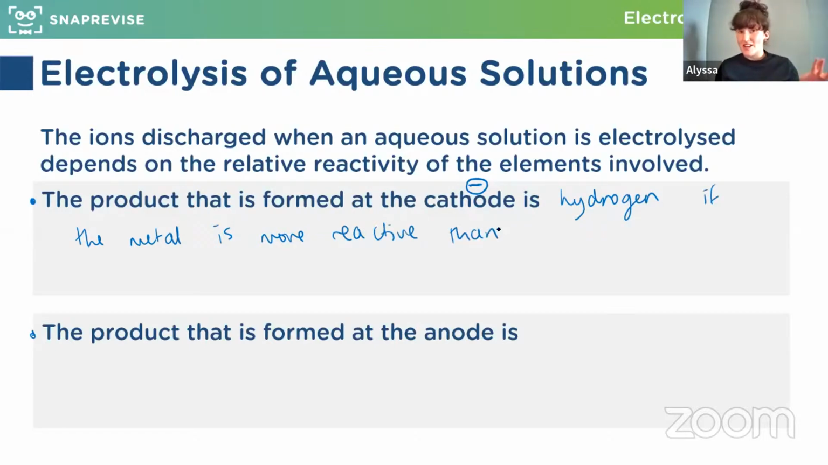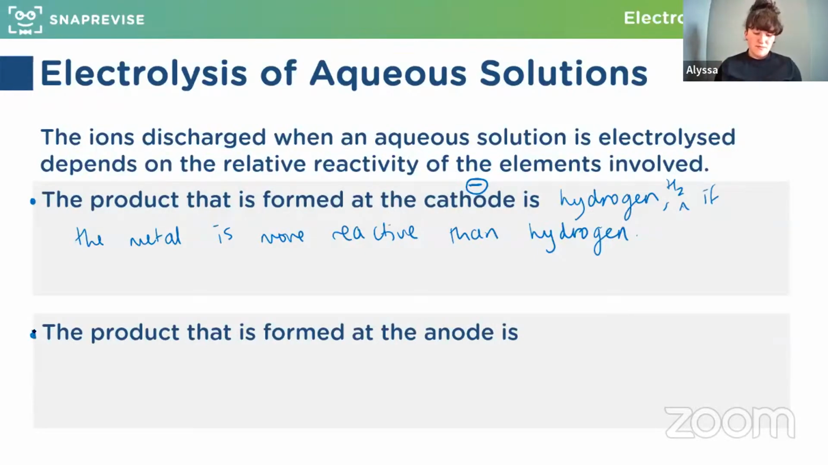This is where we have to bring in another part of our chemistry GCSE and try to remember the reactivity series. Brilliant, well done, Samaya, exactly right. So the product that's formed at the cathode is hydrogen, i.e. H2, if the metal in the solution is more reactive than hydrogen. So we'll look at our previous example in a second.